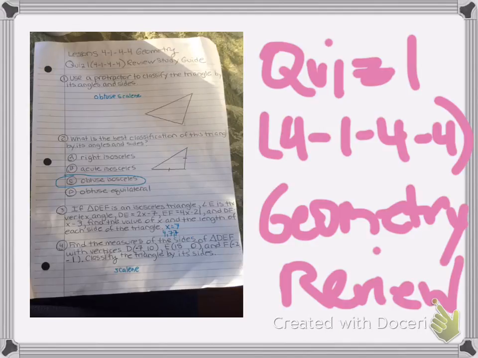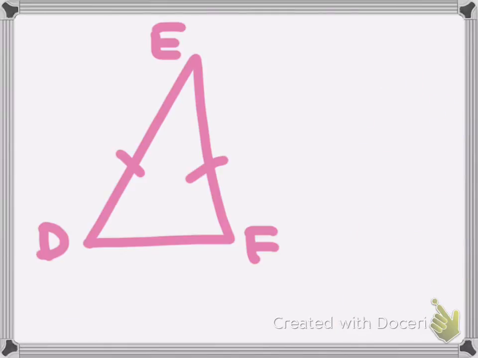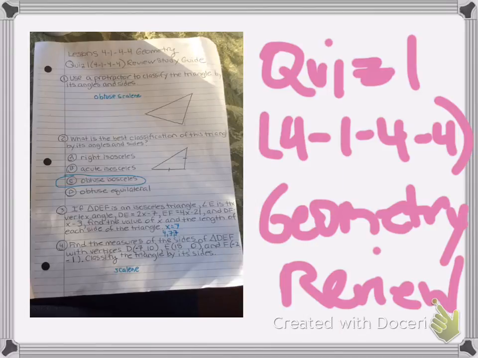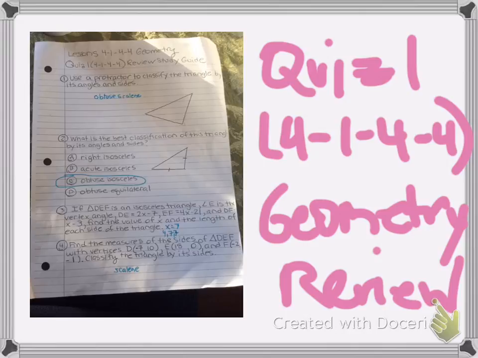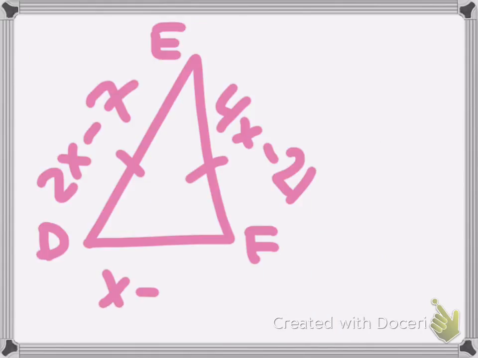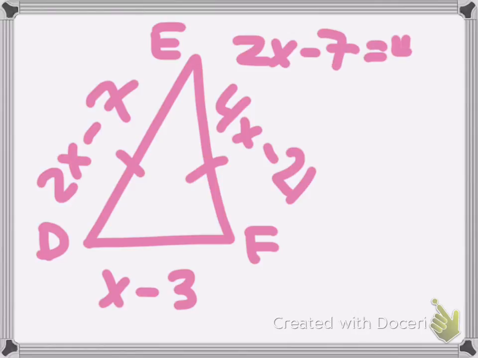So I have DE is 2x minus 7. I have EF as 4x minus 21. And I have DF as x minus 3. So if I'm solving for x here, I know that the top two sides are equal as they're labeled, and as it tells me it's an isosceles triangle, so I'm going to put them equal to each other and solve for x.